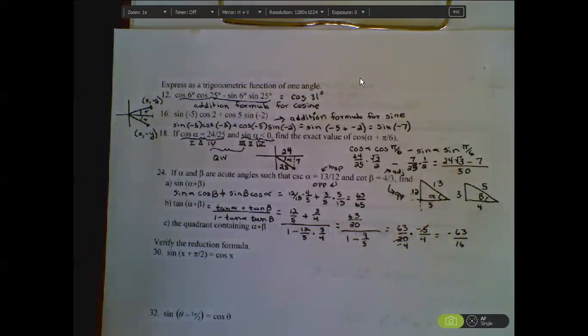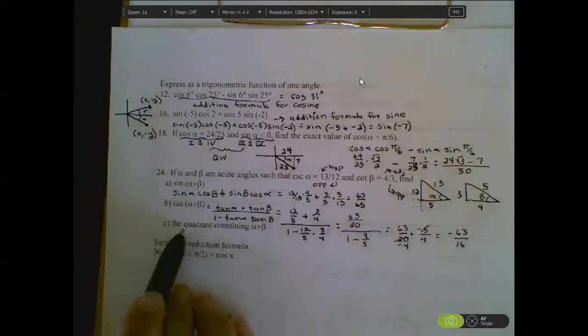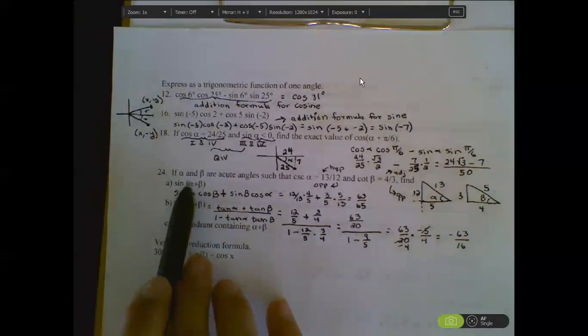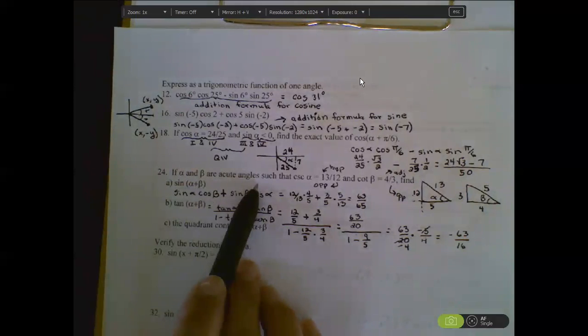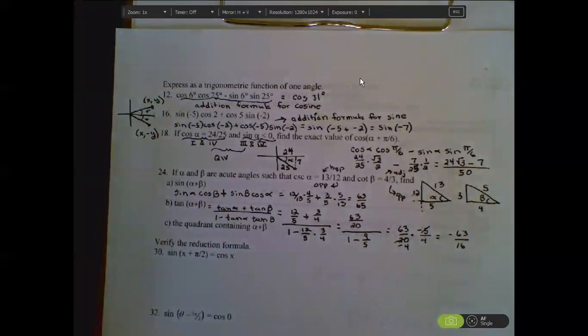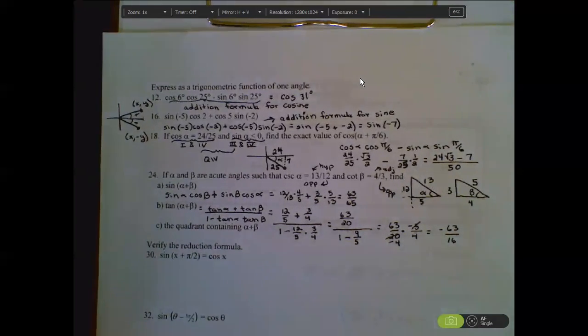I'm good. All right. How could we find the quadrant containing alpha plus beta? We know that alpha and beta are both first quadrant, but their sum may not be first quadrant. For example, if I add a 60-degree angle to a 70-degree angle, 60 and 70 are both in the first quadrant, but 130 is not in the first quadrant.